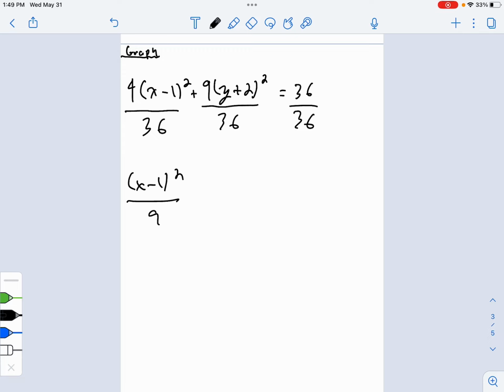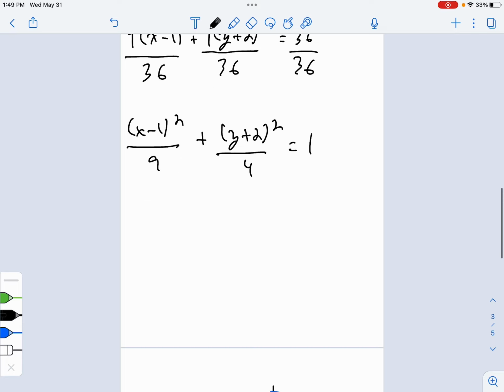And that gives us (x − 1)² over 9, plus (y + 2)² over 4, all equal to 1. First thing I'm going to do is grab my center, which is (1, −2). So it's just the opposite signs of the numbers that are attached to the x and the y. You have a squared, which is 9.